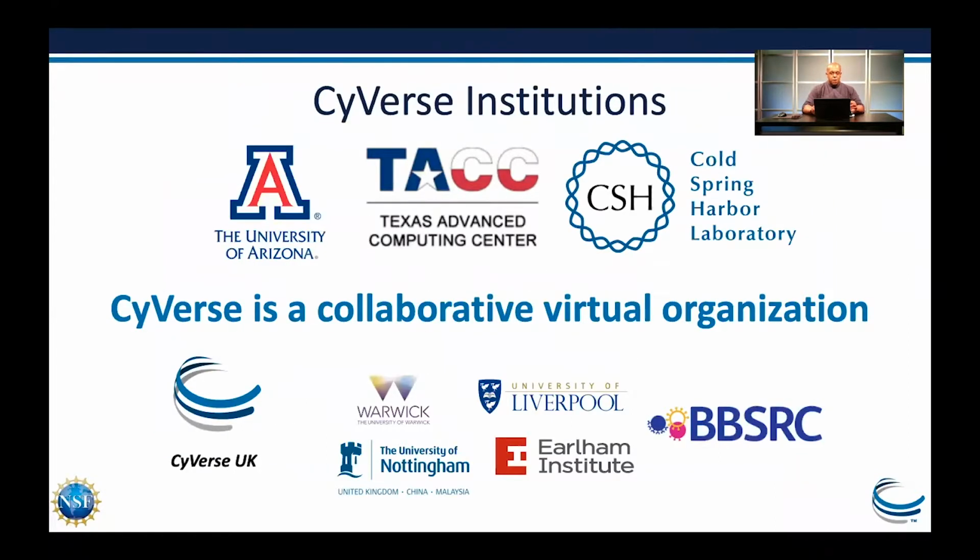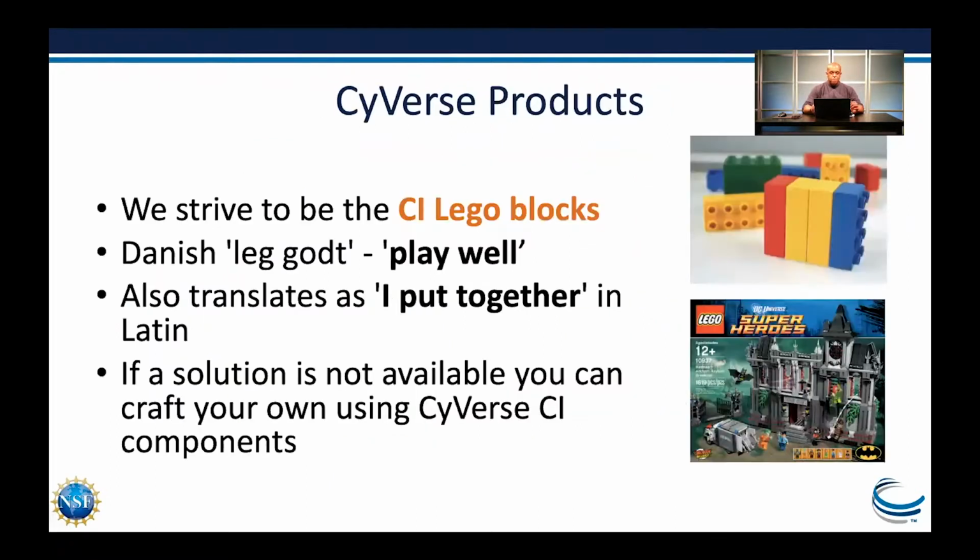The other sort of background information before I get into demos is that we are a collaborative institution, primarily between the University of Arizona, Texas Advanced Computing Center, UT Austin, and also where I'm at Cold Spring Harbor Laboratory in New York. There's also other CyVerse extensions, probably the most mature of which is CyVerse UK, but there are actually some other international projects which we hope, as they come to fruition, we'll also be telling you more about.